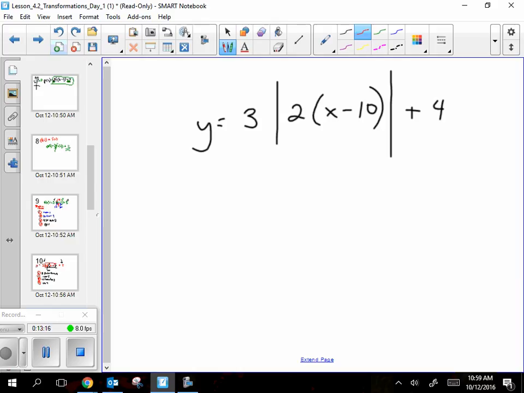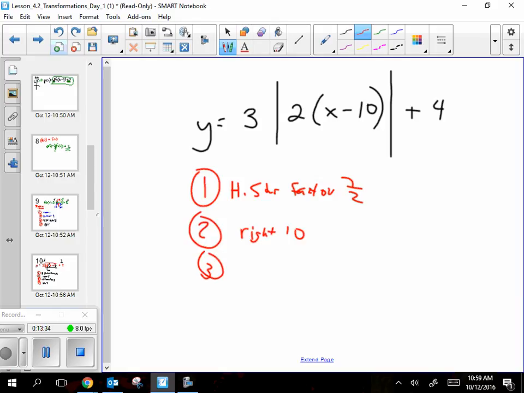All right. You should have started on the inside. And there's parentheses, so those would normally go first. So they don't go first. We go with horizontal shrink factor 1/2. Number 2 then is the right 10. Number 3 is on the outside, it's vertical stretch factor 3 and up 4.